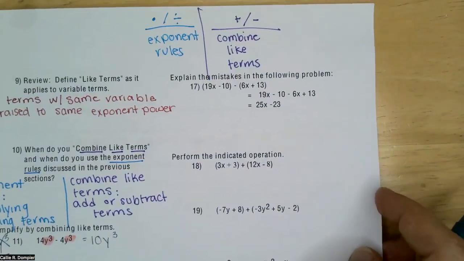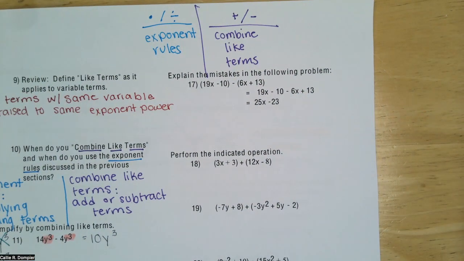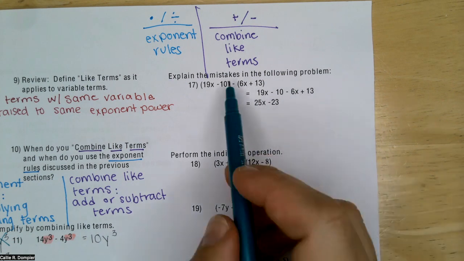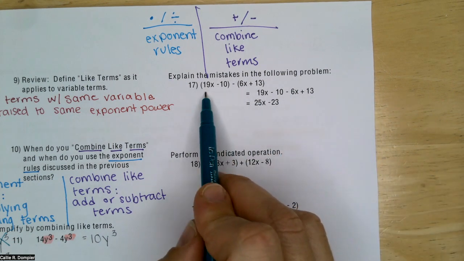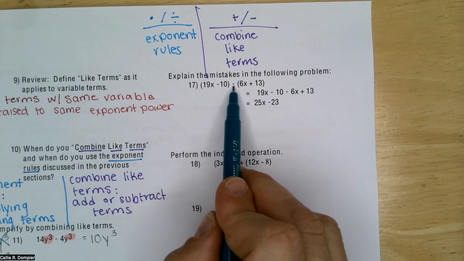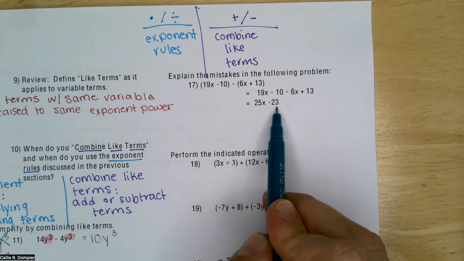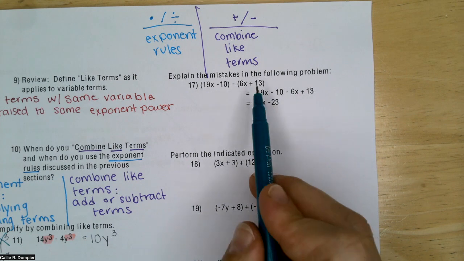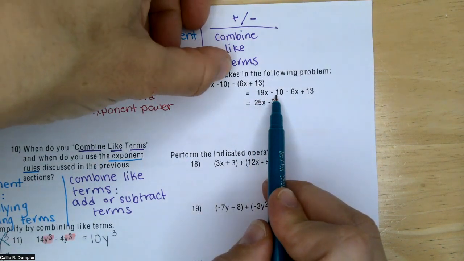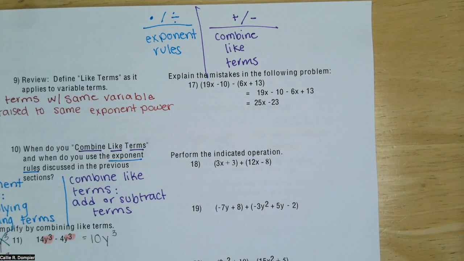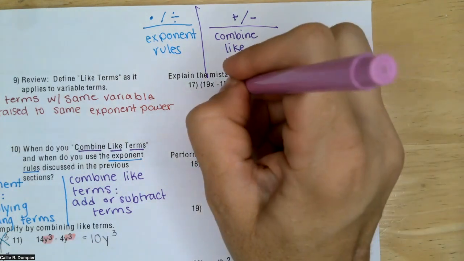17 is going to be a mistake, and I want you to decide what went wrong, okay? They're still just asking us to combine like terms, but there's a mistake in this one. The quantity 19x minus 10 minus the quantity 6x plus 13 is simplified to 25x minus 23 incorrectly. What did they do? They said 19x minus 10 minus 6x plus 13. Where is the mistake? The mistake is a very common mistake that people make in all of algebra, not just this class. You need to carry or distribute.